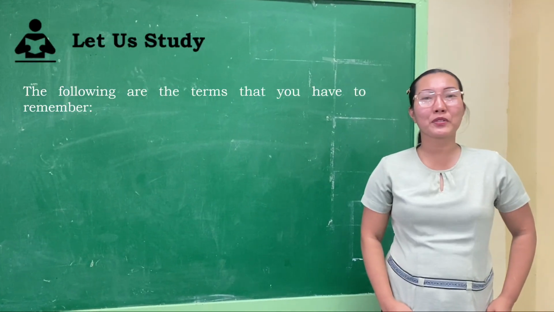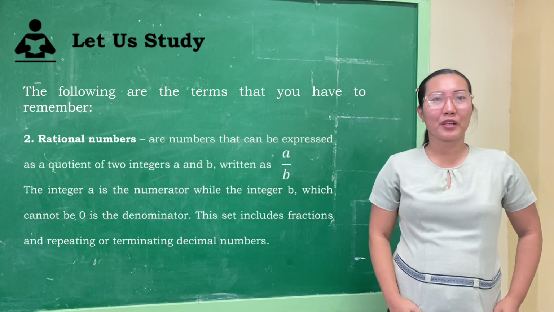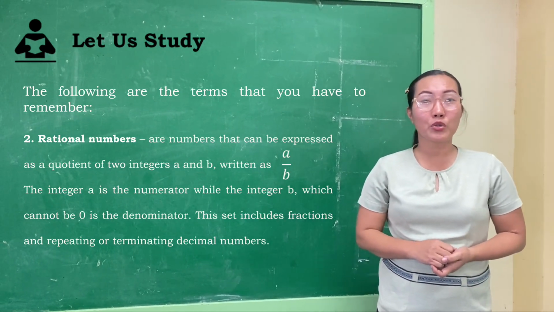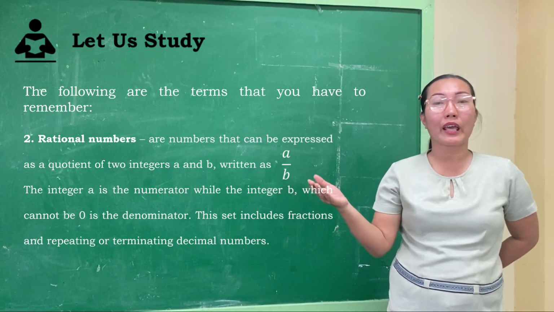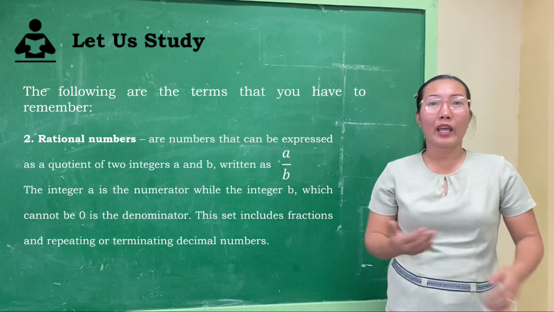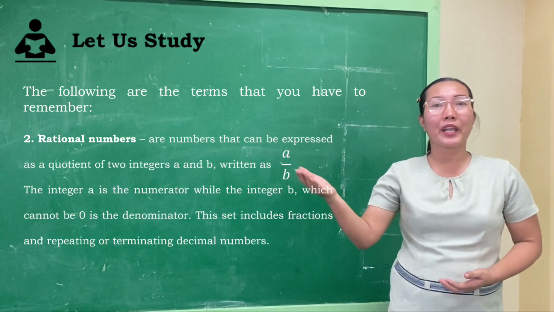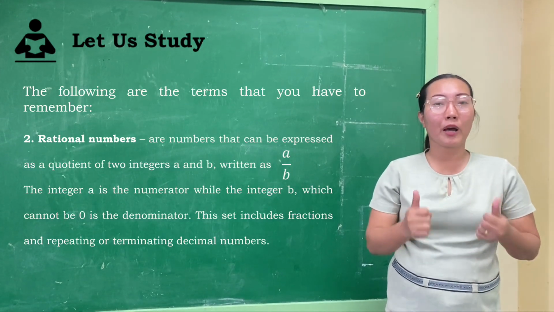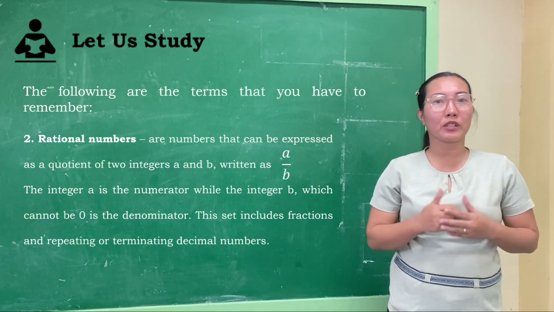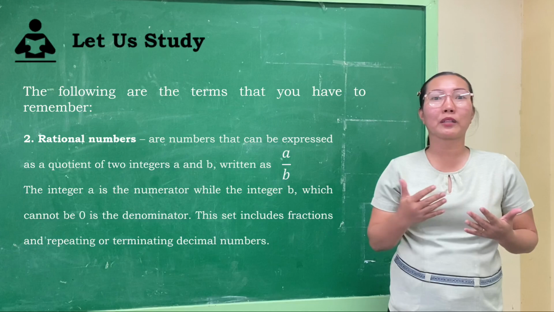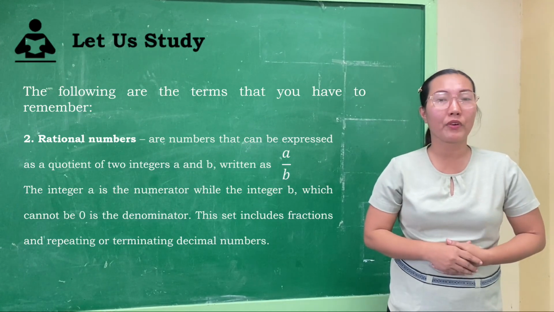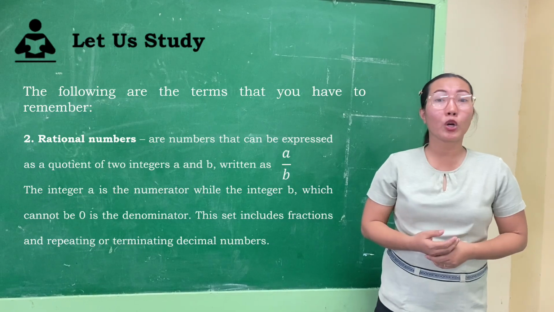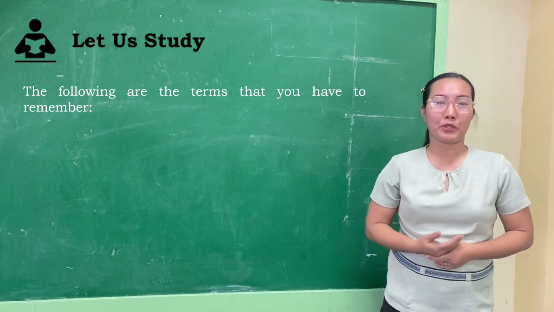Now, let's proceed to rational numbers. Rational numbers are numbers that can be expressed as a quotient of two integers, a over b. A is our numerator and b is our denominator. And remember, the denominator should not be equal to 0 so that it will not make our expression undefined. This set includes fractions and repeating or terminating decimal numbers.